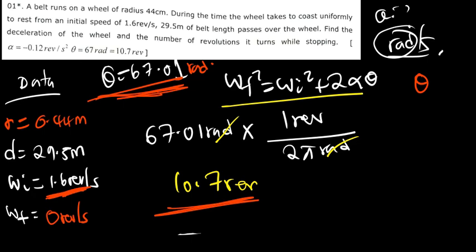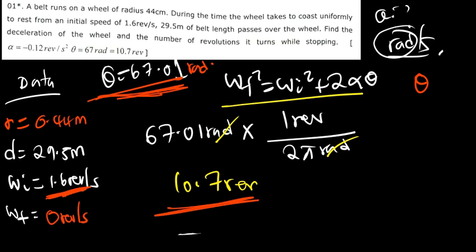Sometimes they would say find the number of revolutions in rad. When you find it in rev, then you have to convert it to rad. If they say find the number of revolutions and don't specify, you can either leave it in rad or in rev. It's fine. No one is going to penalize you.